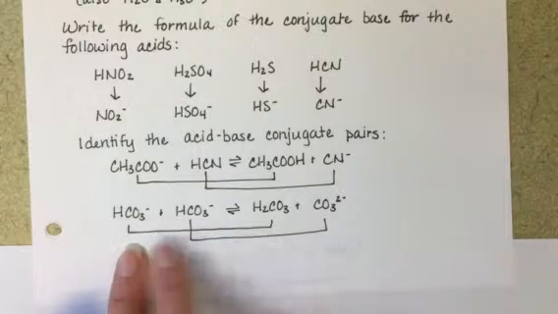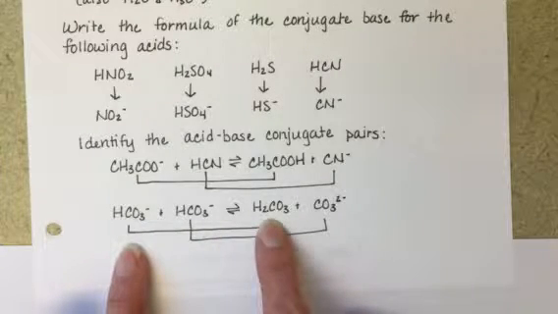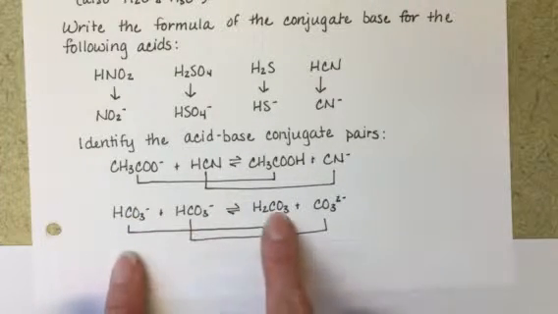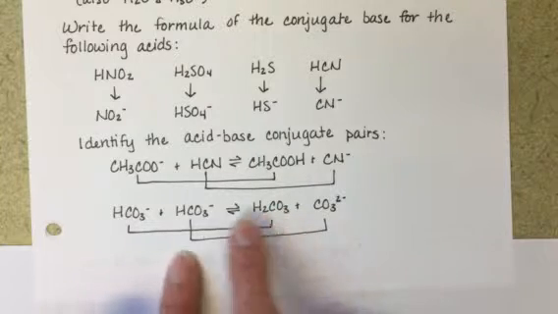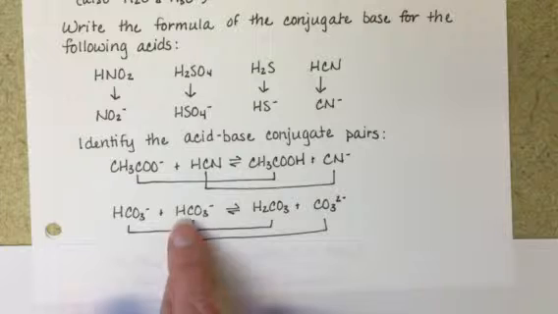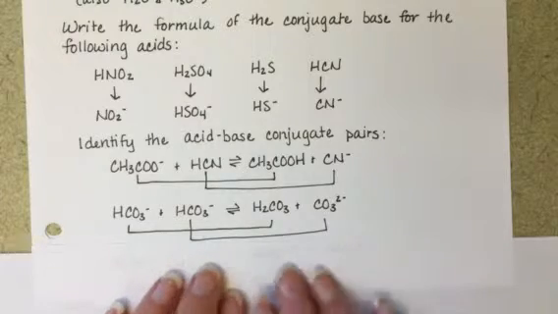This linking that I've done here, going from HCO3- to H2CO3, this is gaining a hydrogen, which means that this is a base and it accepts a hydrogen to make a conjugate acid. This is losing its H+, which makes this the H+ donor. This is an acid, and this is its conjugate base.